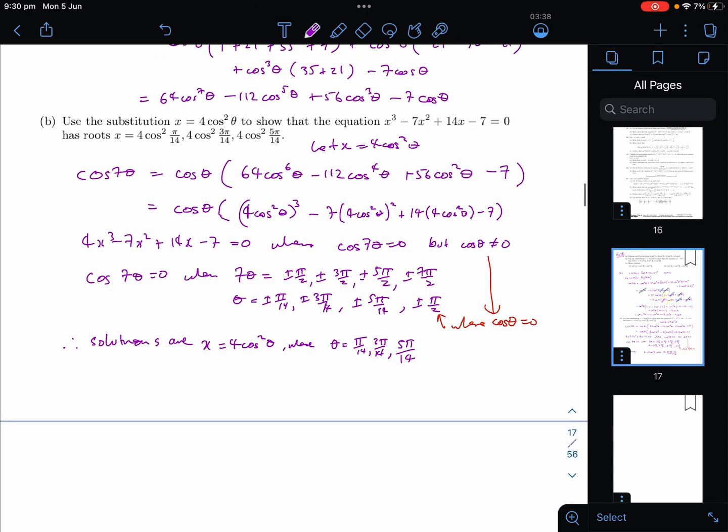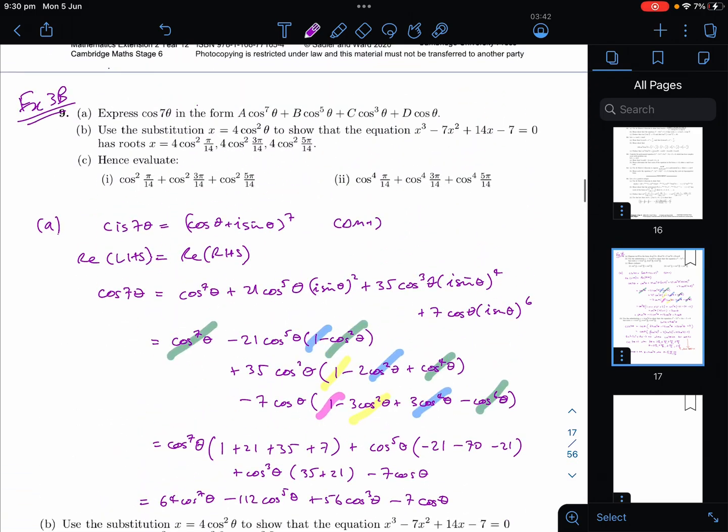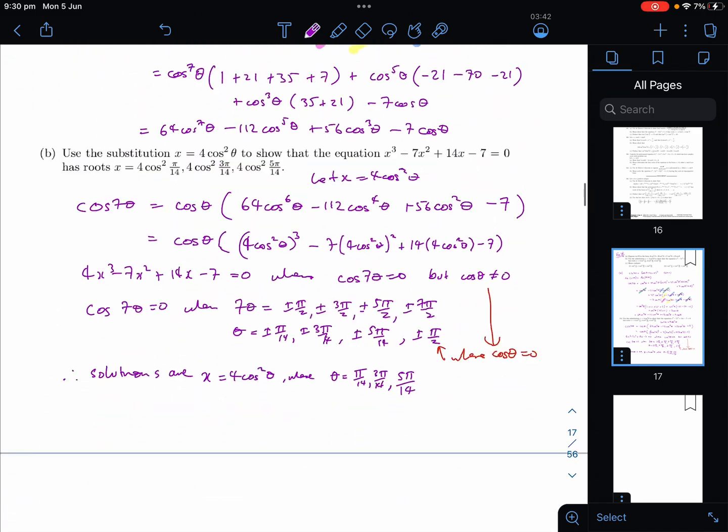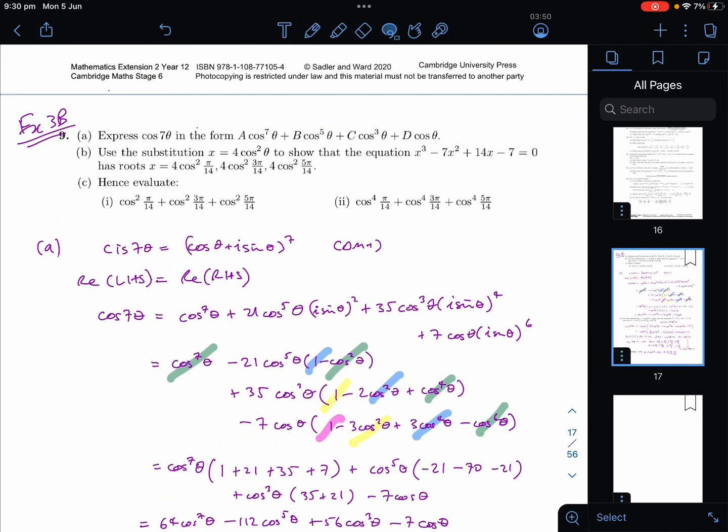I haven't said that very well, but you can see how you get there. Great. So, but then, hence evaluate. So I can probably copy this down here as well.